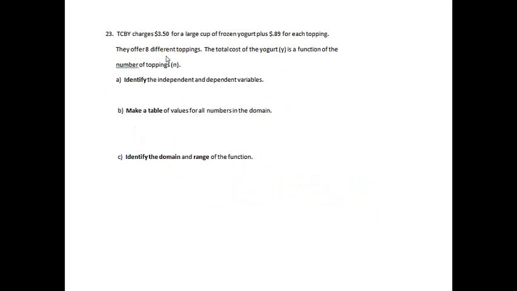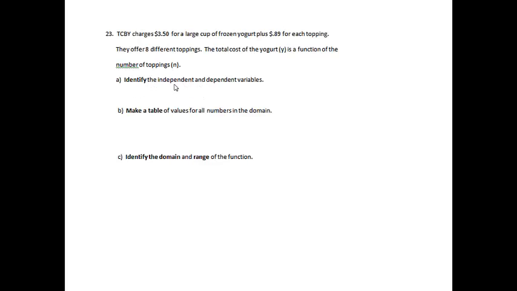Right, number 23. TCBY charges $3.50 for a large cup of frozen yogurt plus 89 cents for each topping. They offer 8 different toppings. The total cost of the yogurt Y is a function of the number of toppings N. For part A, it says to identify the independent and dependent variables.